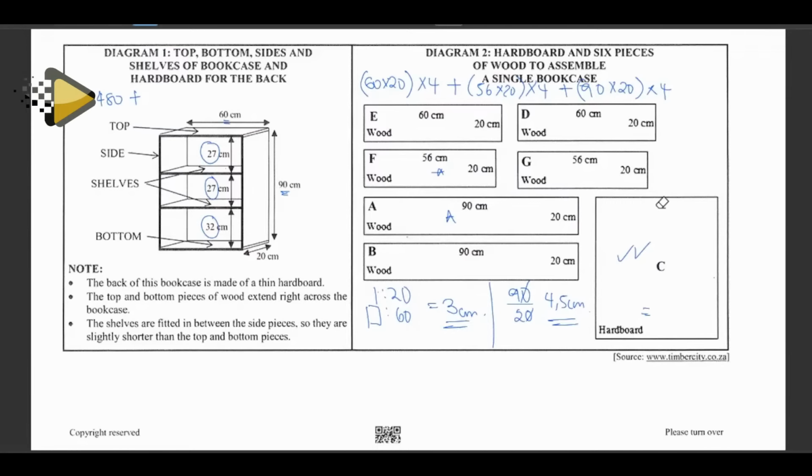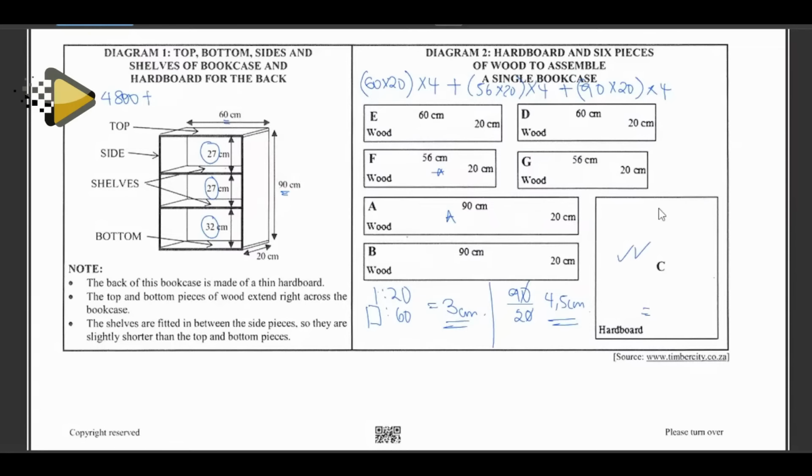Something wrong here, sorry. So this becomes 60 times 20 times 4, 4,800. Plus, here we have 56 times 20 times 4, 4,480. Plus, this other one here became 90 times 20, 1,800, times 4, 7,200. So we're going to add all these areas.